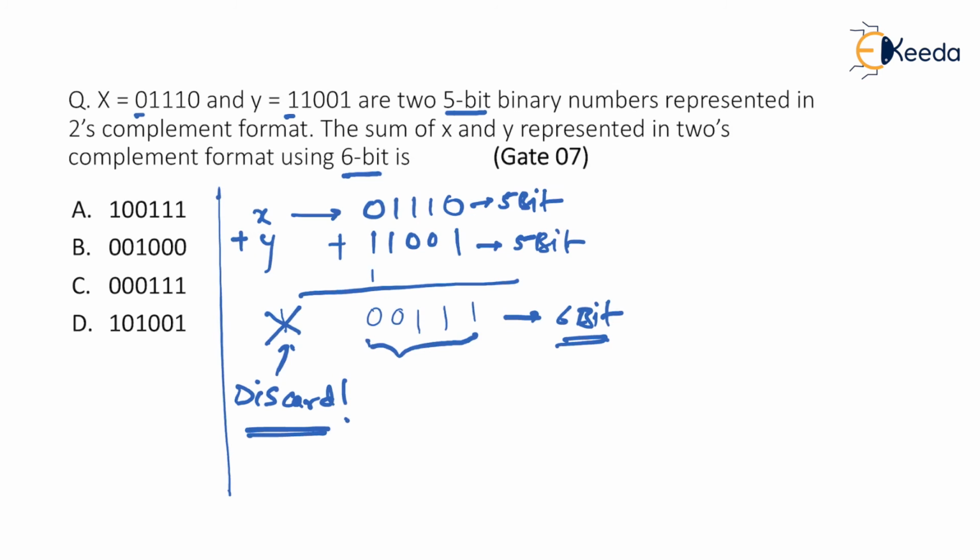Resultant answer is again 5-bit. Please notice your answer is just 5-bit in size. That is 0 0 1 1, is 5-bit now, right? But what should your answer be? Should it be 5-bit only or 6-bit? 6-bit. Is that a signed number? Of course it's a signed number, because from the beginning they said it is a 2's complement format.